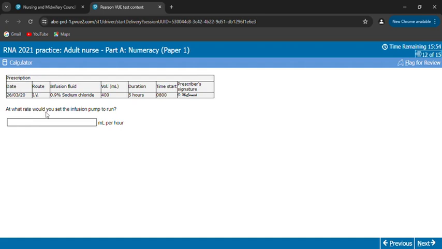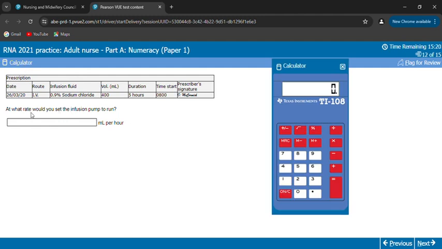So this is an infusion pump. You can see this when you are working in a hospital ward. There will be an infusion pump in which you have to set some readings so that it works properly. So how can you find these readings? They ask what rate would you set the infusion pump to run? The only two things in that chart you have to pay attention to are volume and duration. These two are very important to find your correct answer. So this is very easy.